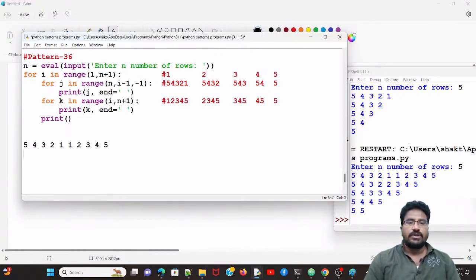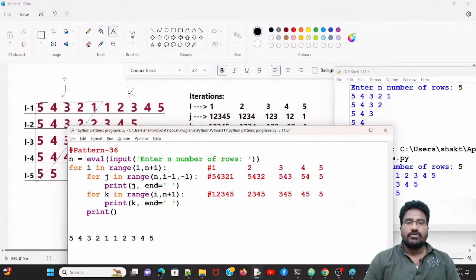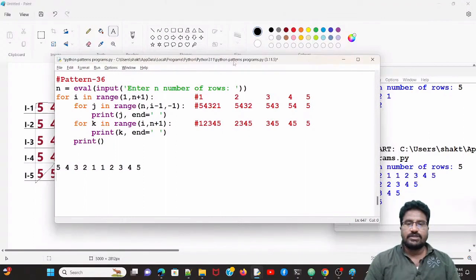When I is 2, how many iterations? 4 iterations, all of you. j has 4 iterations. Each time what is displayed? First 5, 4, 3, 2. That means 5 space, 4 space, 3 space, 2 space. Then k, how many times? 4 times. What is displayed? 2, 3, 4, 5. So 2 space, 3 space, 4 space, 5 space. That's all. Next, empty print means new line.